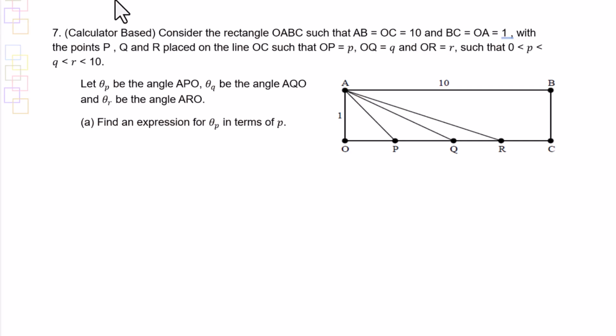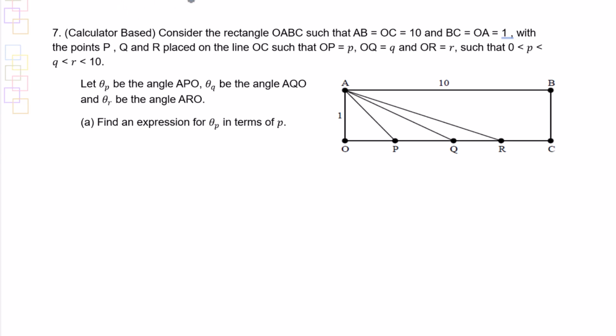Question 7. This is a calculator-based question. Consider the rectangle OABC such that AB equals OC equals 10, BC equals OA equals 1, with the points P, Q, and R placed on the line OC such that OP equals P, OQ equals Q, OR equals R, such that P less than Q less than R, all greater than 0 and less than 10.